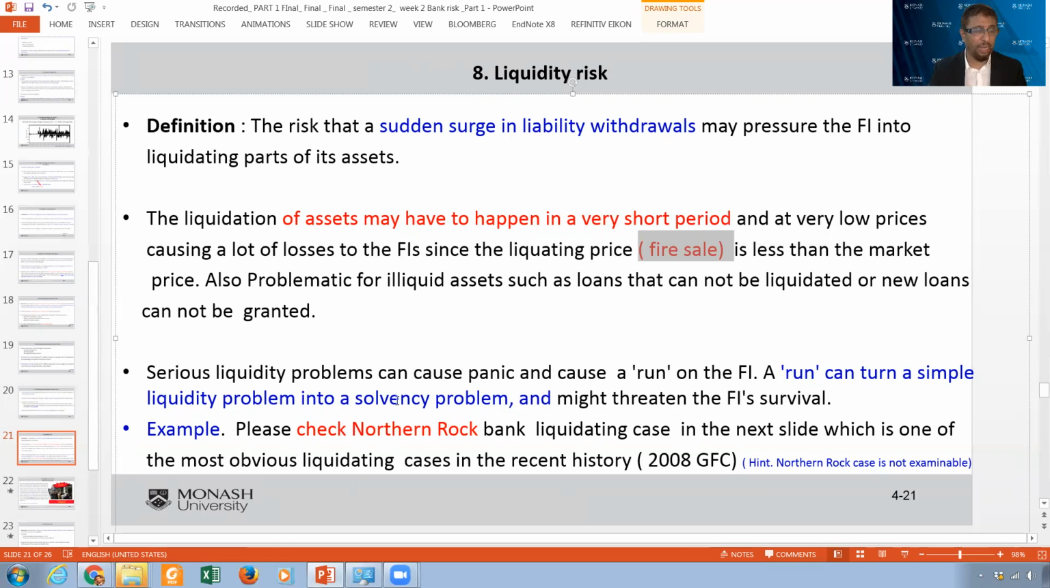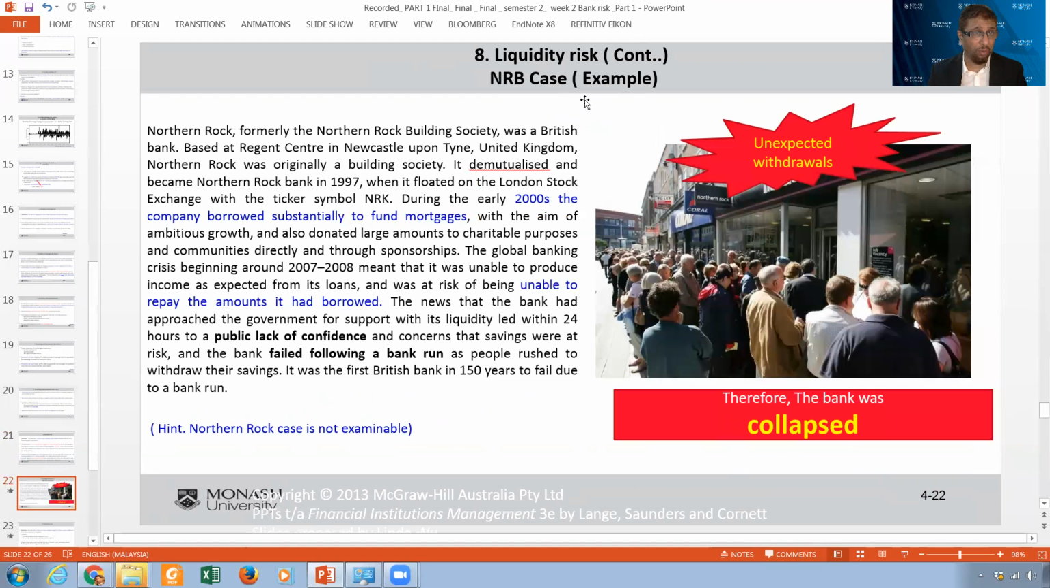Now, we have seen too many examples. In Australia, we have the Bank of Victoria. During the financial crisis, Lehman Brothers collapsed because of liquidity. Northern Rock is another example, and you can read about it. Northern Rock was a very good bank, and the Bank of England, which is the central bank of England, was trying to help. This was in 2008, but they couldn't, because of this huge queuing up. This is a bank run.